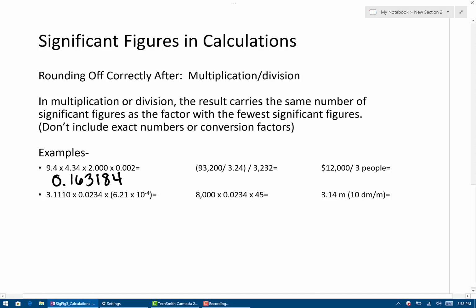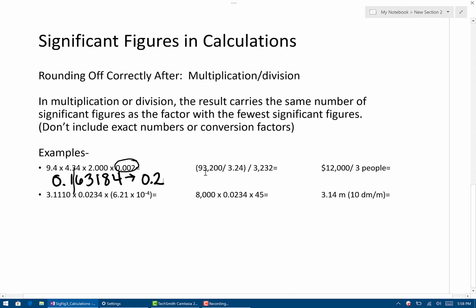So the 9.4 has 2 significant figures, 4.34 has 3 significant figures, 2.000 has 4 significant figures, and this number 0.002 only has 1 significant figure. Remember, these leading zeros are not significant, so it only has 1. So we're limited by this factor in our calculation. With only 1 sig fig, that means our answer can only have 1 sig fig. So we'd have to cut off here, and the number after our cutoff point is a 6. It's greater than 5, so that means we round up. So this becomes 0.2.